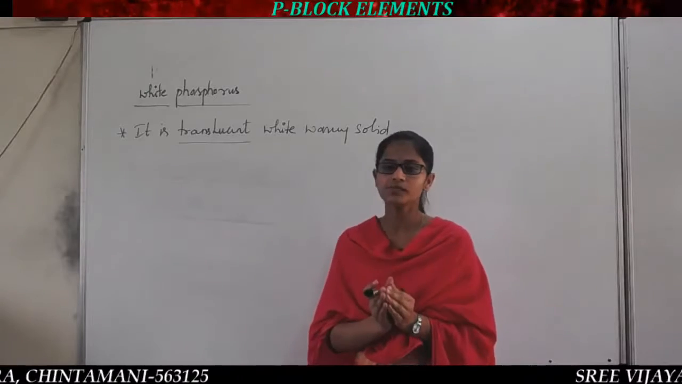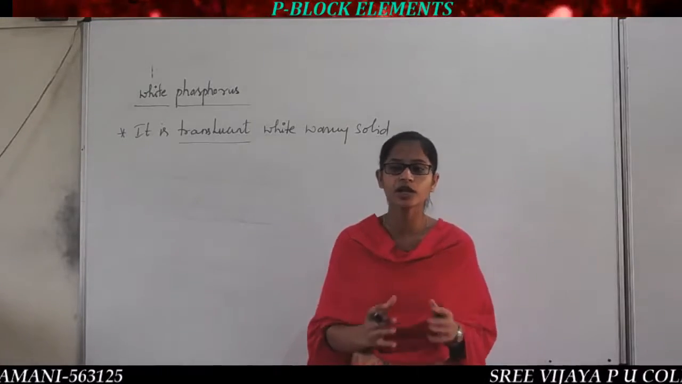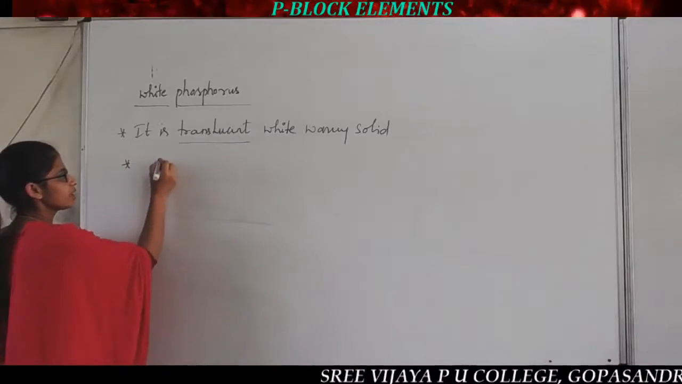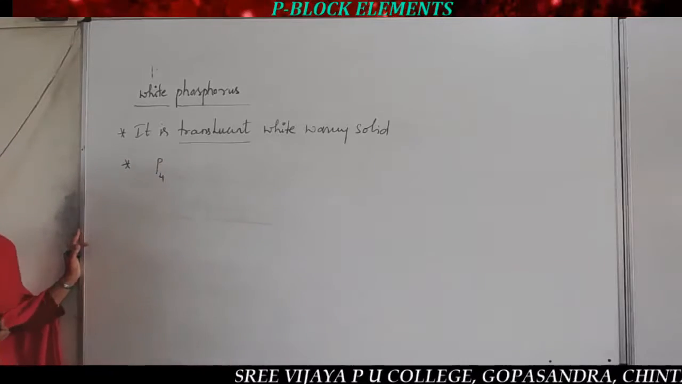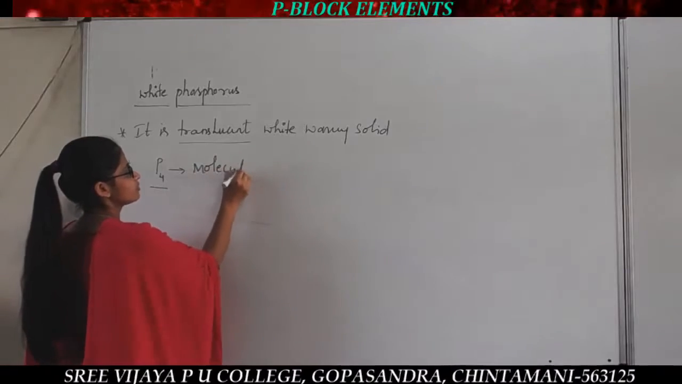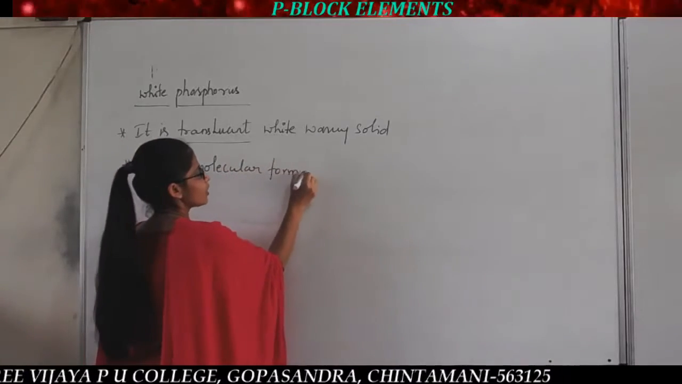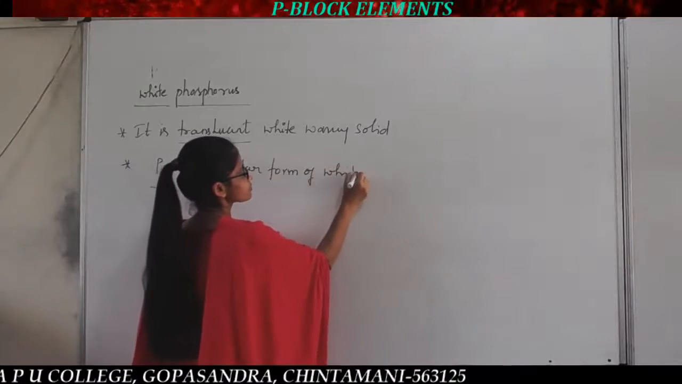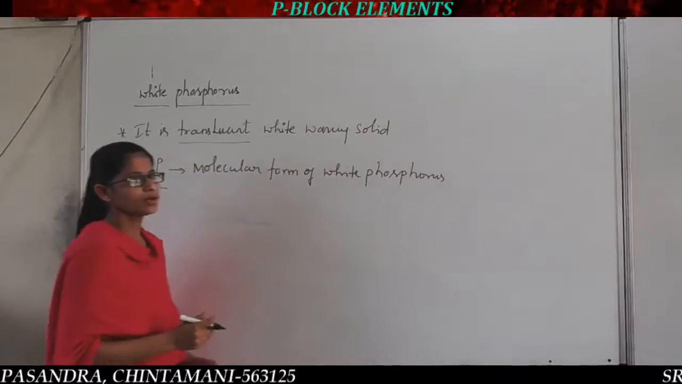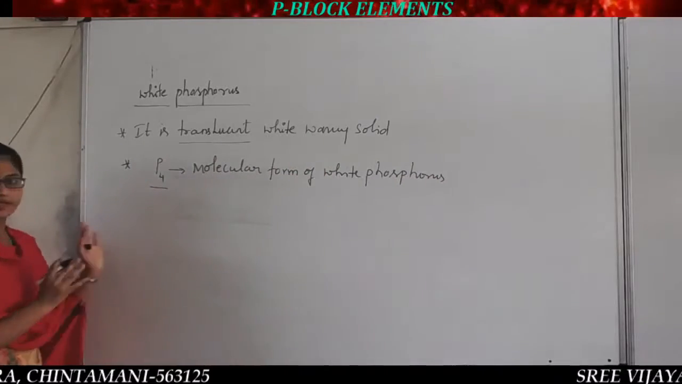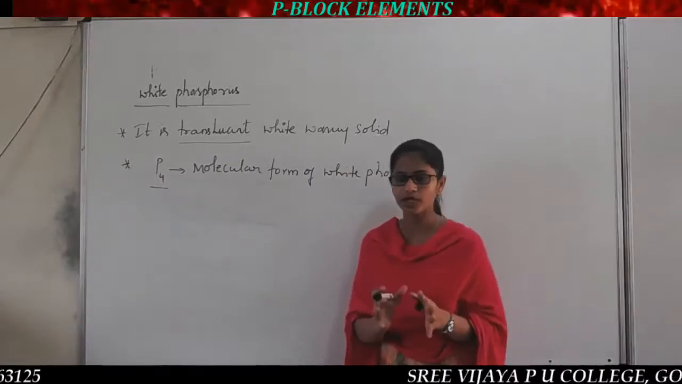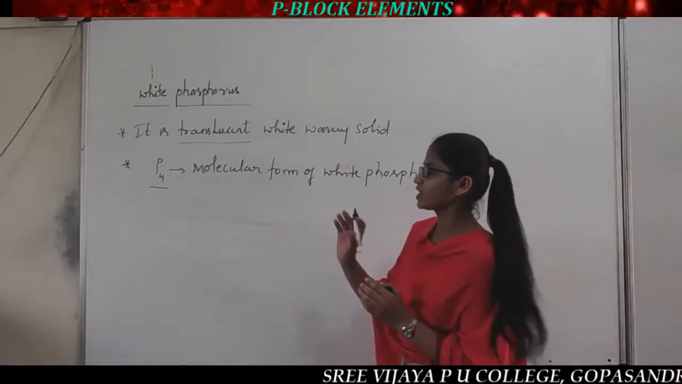This white phosphorus exists in a molecular form, in the form of P4. So it is a P4 structure. We call it the molecular form of white phosphorus. In this case, four phosphorus atoms are linked together to form one molecule. We call it one structure, that is white phosphorus.